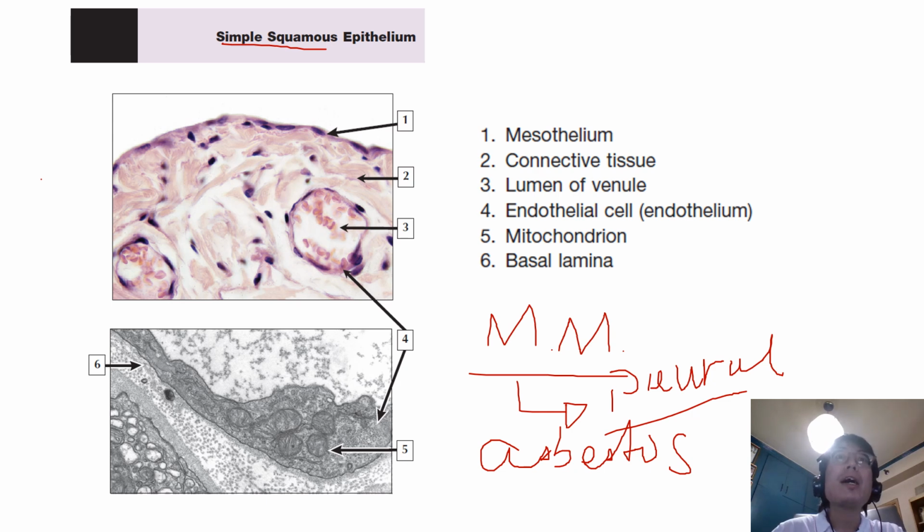We dissect the parts over here. Number one here is the mesothelium. Two is the connective tissue underneath. Three is the lumen of a venule, which is basically a smaller counterpart of a vein. And four, lining the venule here, is an endothelial cell, which comprises the endothelium, also shown here in electron microscopy. Five, only visible in EM, is a mitochondrion, the circular structures here, and six is the basal lamina.